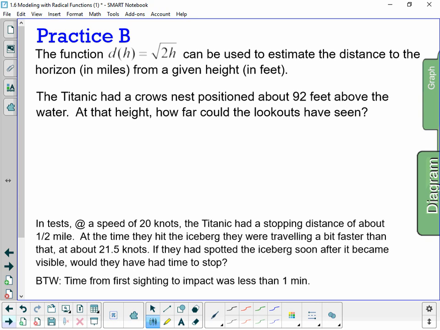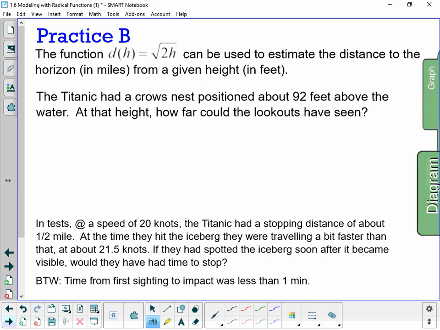All right, the function d of h is equal to the square root of 2h and can be used to estimate the distance to the horizon from a given height in feet. So this has to do with how far you can see if there weren't obstructions or anything. Obviously, when you're in the middle of the land, there can be mountains and things that obstruct your vision so that you can't see all the way to the horizon, or you couldn't see potentially as far as you could if it was flat. But anyway, the distance to the horizon is the square root of 2h.